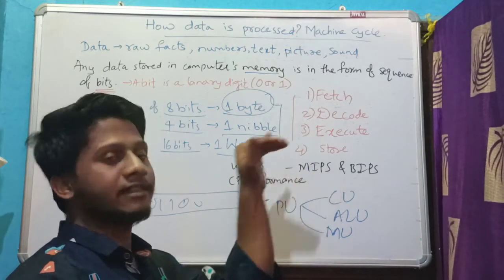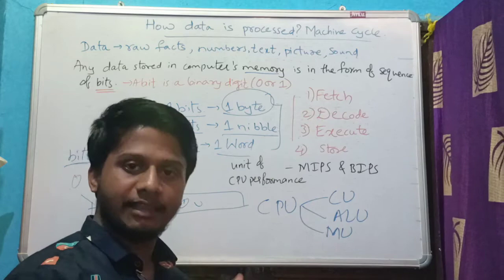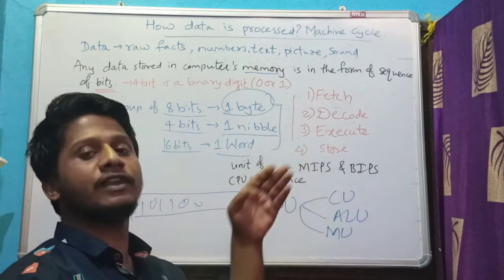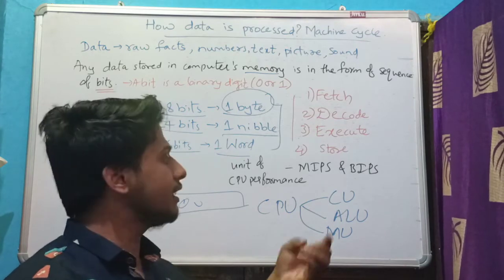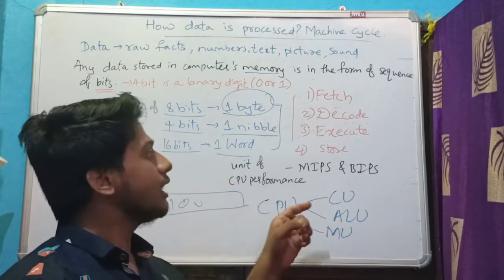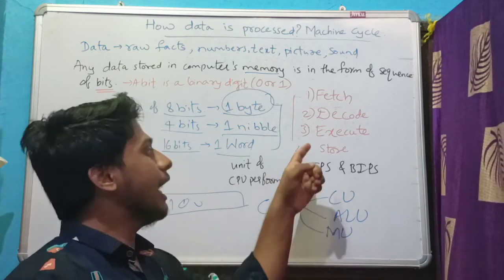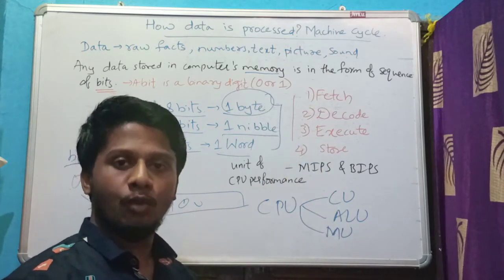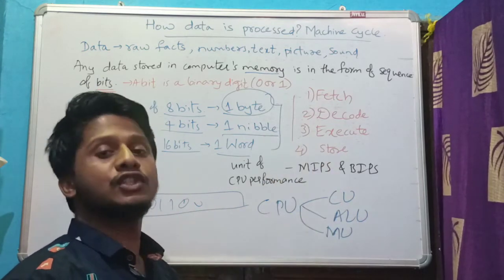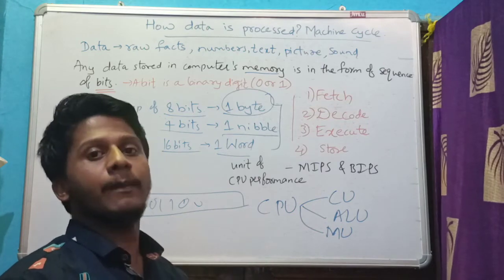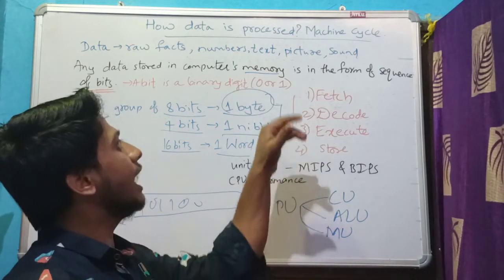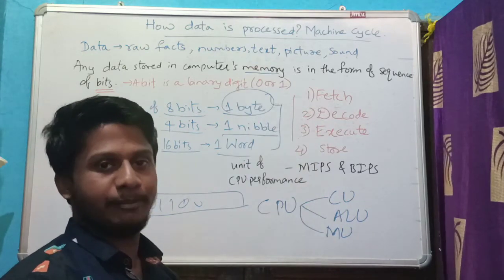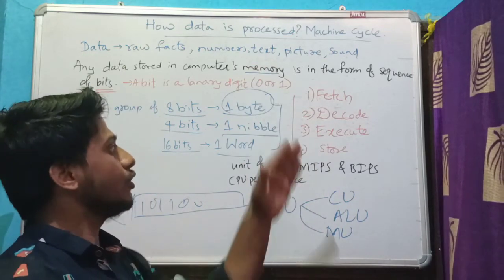In the third step, the processor will execute it. If there is any operation, like an arithmetic operation or a logical operation, it is performed by the ALU. That is nothing but the processing. Once processing is over, the result will be stored in the memory. These are the 4 steps we have, called the machine cycle steps.